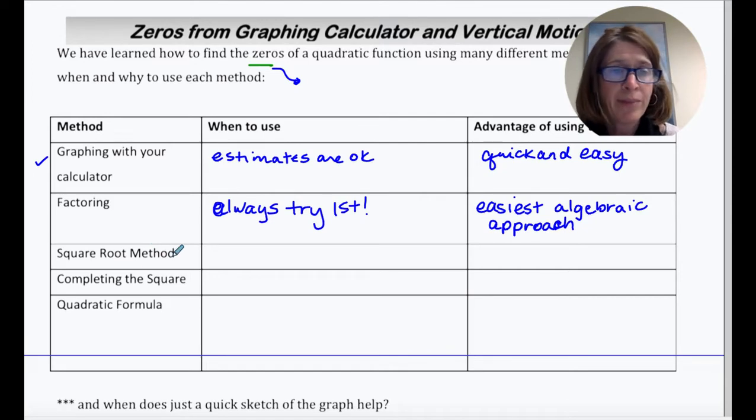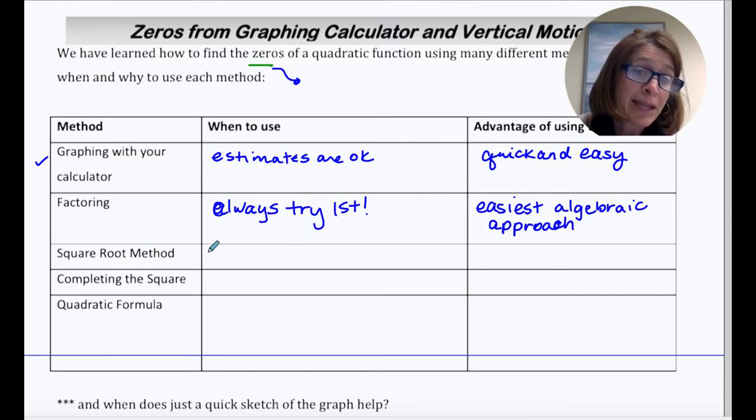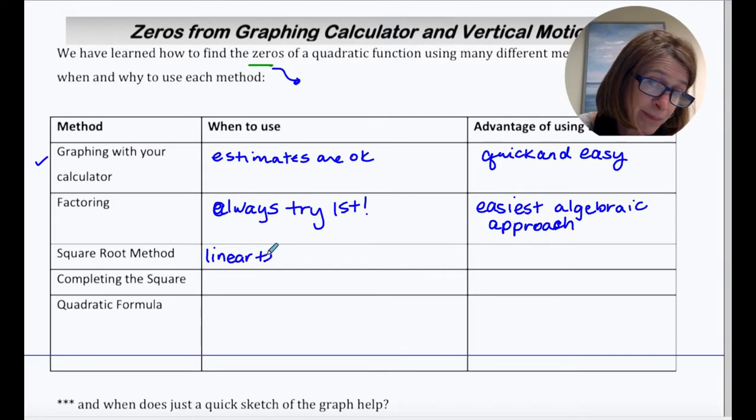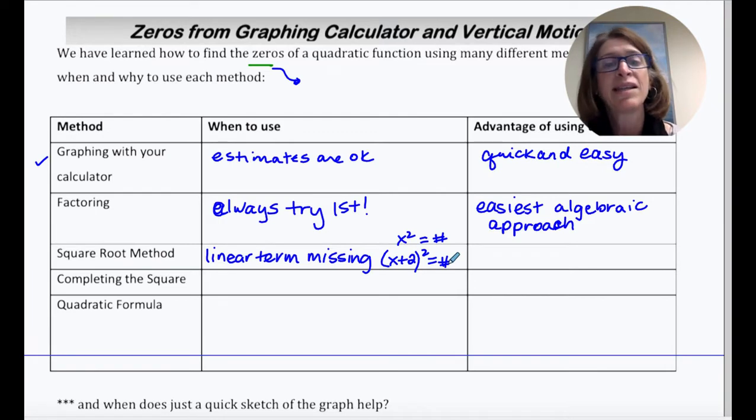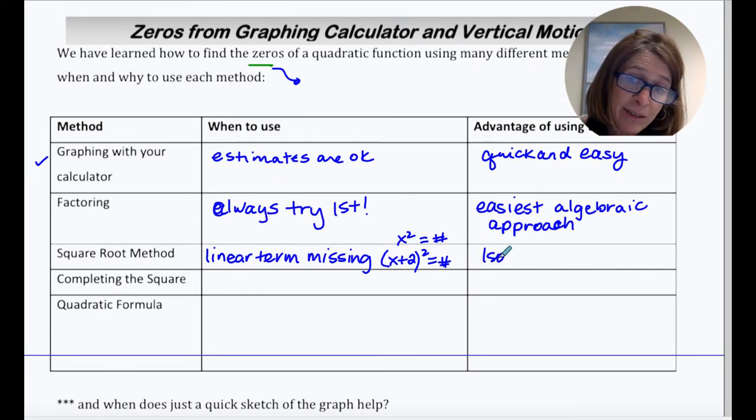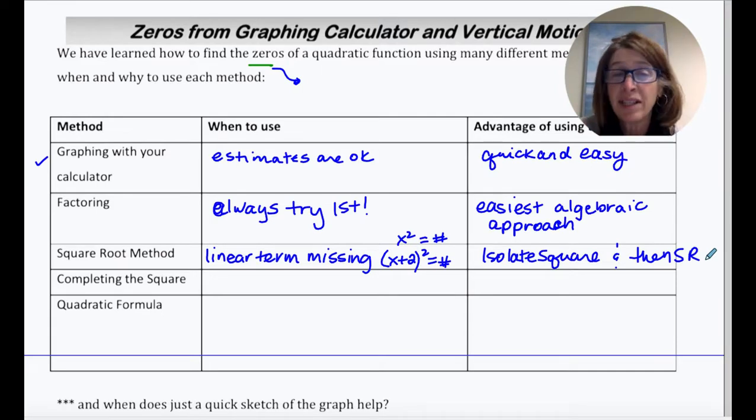All right, the square root method. We want to use it when the linear term is missing. So meaning you have x squared equals a number, or x plus 2 squared equals a number. If it's in those forms where the linear term is missing, then I'm going to use the square root method. Why is it easy? Well, because you don't have to find factors. You just have to isolate the square and then square root. So it's another easy way to solve something.